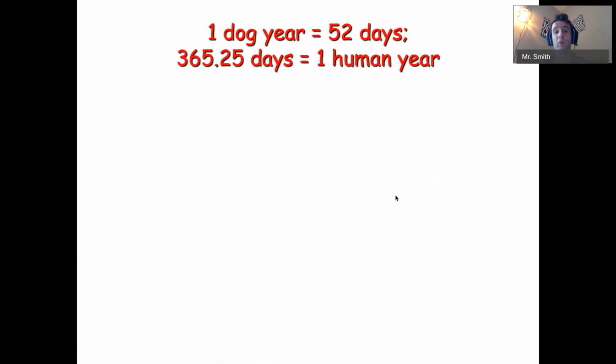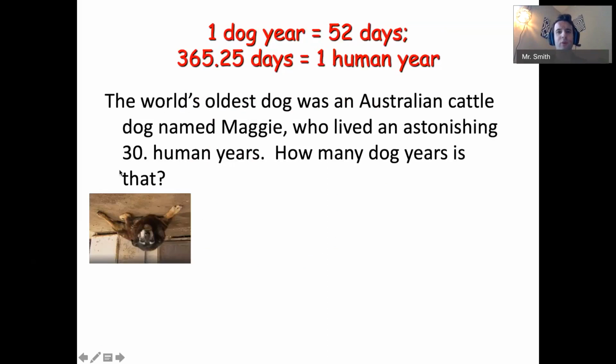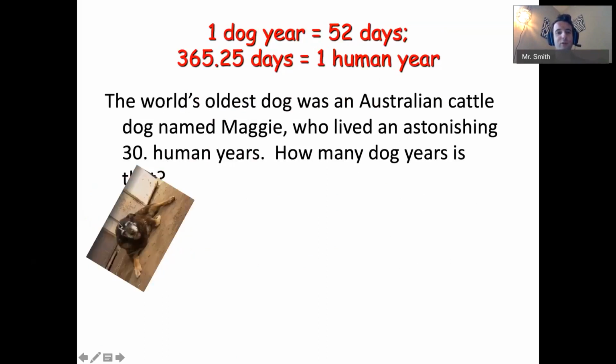Okay, here's a little bit more of a tricky problem. Here we're talking about a dog. The dog, her name is Maggie, and she lived for 30 human years. So the question is, how many dog years is that? There's Maggie. You might wonder, why is Maggie upside down? That's because she's an Australian cattle dog, right? So we'll flip her right side up for all you Americans over there.